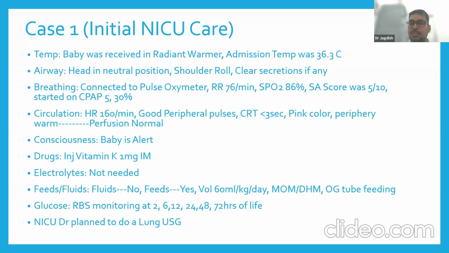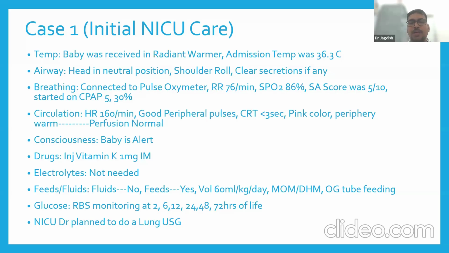So here the total volume we decided to give is 60 ml per kg, and the choice is always mother's own milk or pasteurized donor human milk. So we have given here 60 ml per kg per day with mother's own milk through OG tube feeding. Then, 2-hourly versus 3-hourly feeding: for a term baby, we used to go for a 3-hourly feeding. So the frequency of feeding was 3-hourly.